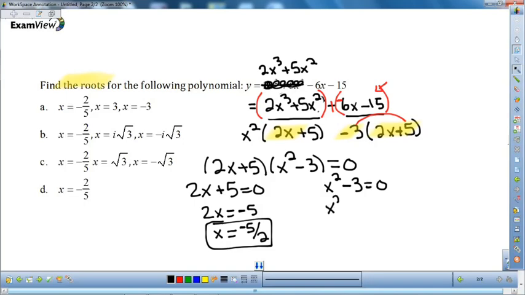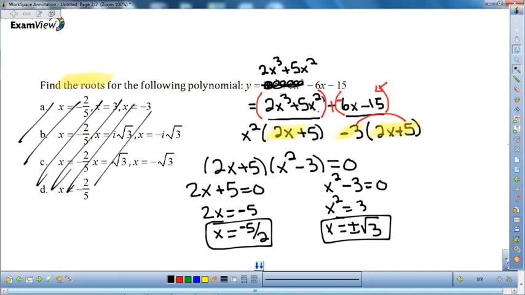And then x squared is equal to 3, so x is going to be plus or minus the square root of 3. Notice my answers are not there, so we're just going to cross those out. And these would be my answers.